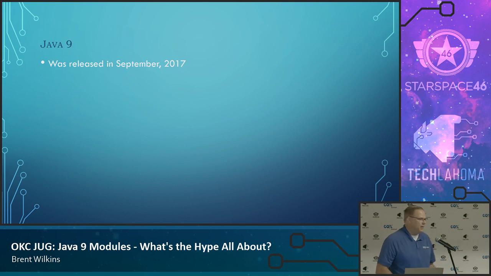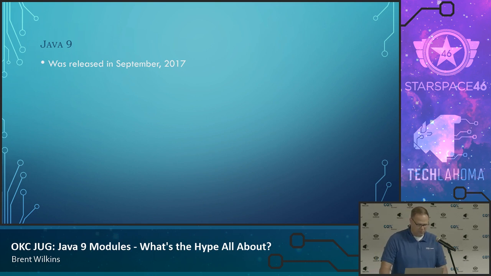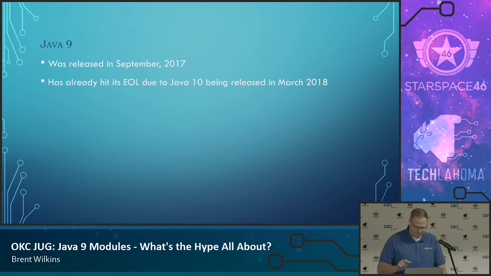So Java 9, let's talk a little bit about Java 9 before we get into modules. So, and if my screen will quit trying to get ahead of me. Java 9 was released in September of 2017, and it's already end of life.